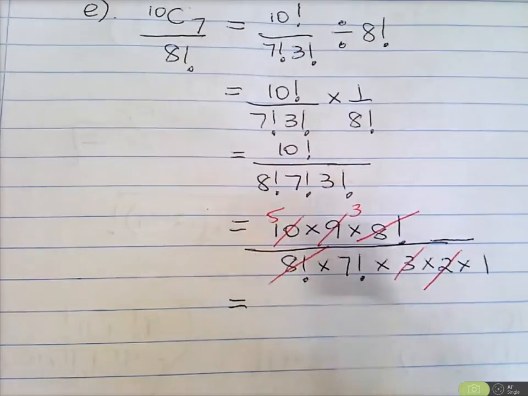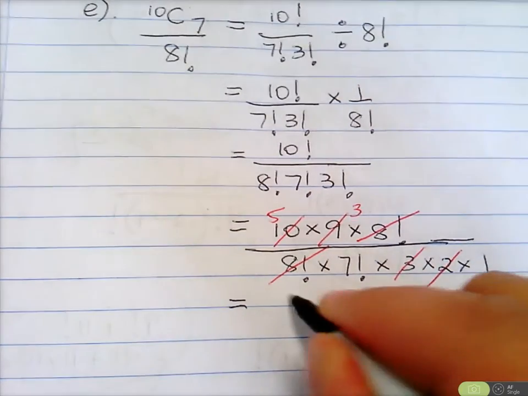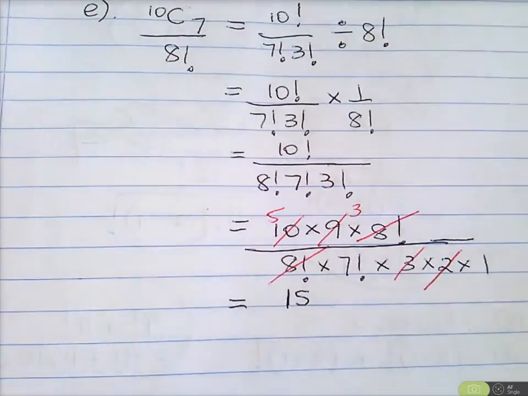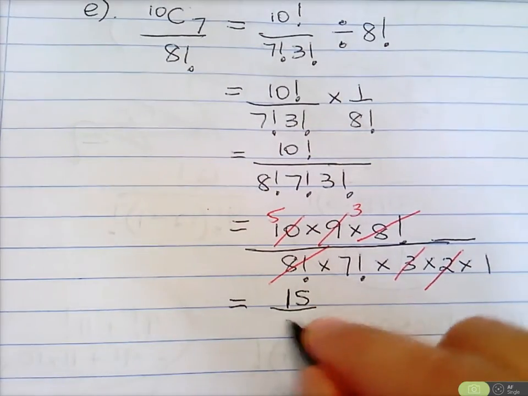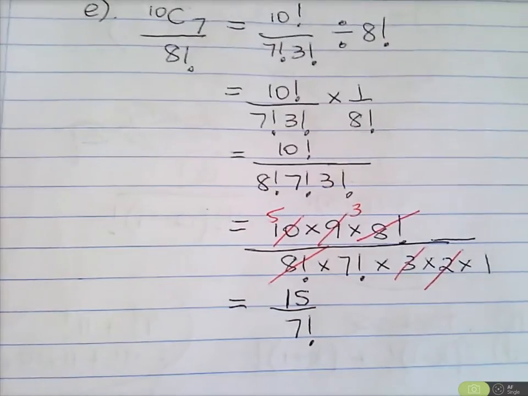So girls, what's left on the top? 15 over 7 factorial. I would leave it like that. That can't be simplified. No, I wouldn't. I'd probably leave it like that. If someone wants, I'll check the answer.